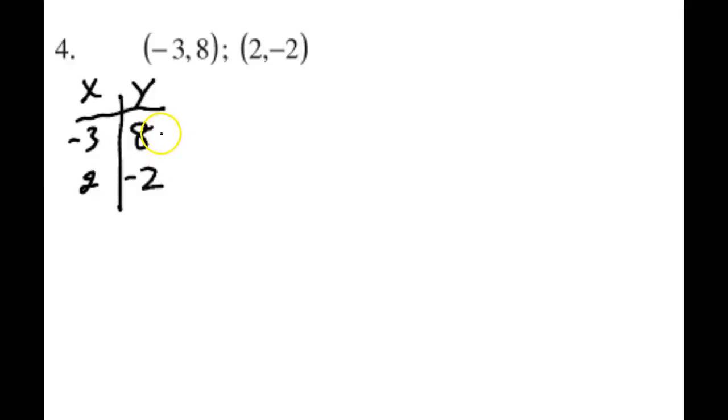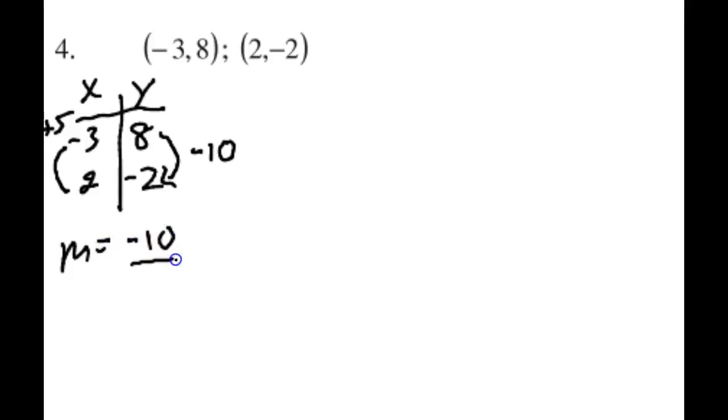Now how far is it to go from 8 down to negative 2? We'd have to go down 10. We have to go down 8 just to get to 0, and then 2 more to get to negative 2. So that's down 10. Same thing here. How much do we have to go up by to go from negative 3 to positive 2? That'd be up 5. So my slope will be rise over run, so it'll be negative 10 over 5. Always the y over the x. That equals negative 2.